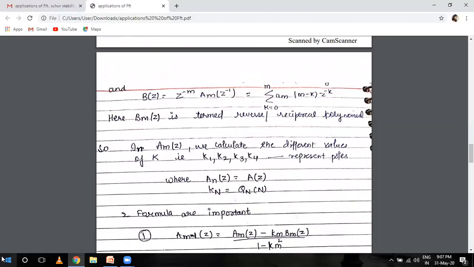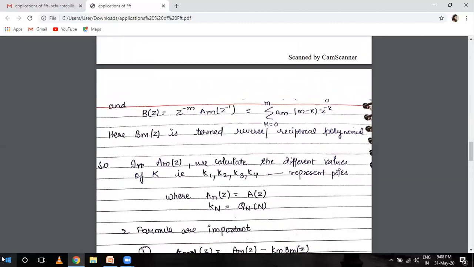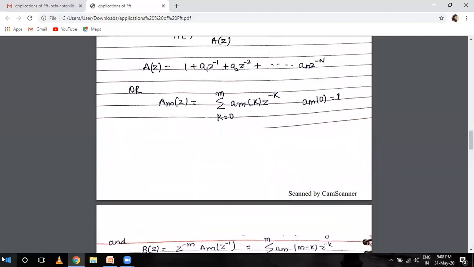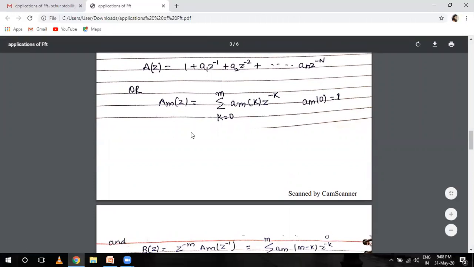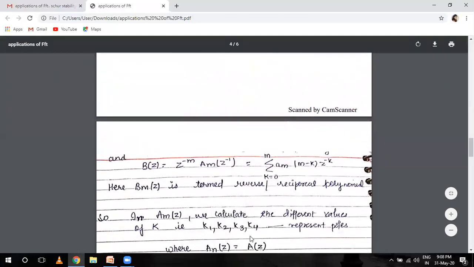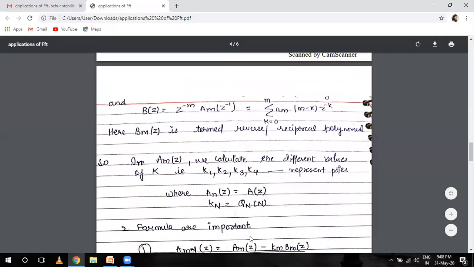And B(z) is equal to z to the power minus m times A_m(z inverse), which is equal to the summation of a_m(m minus k) z to the power minus k, k from 0 to m. Here B_m is the reverse and reciprocal polynomial. You can see here this is A_m(z), so we took the reciprocal, A_m(z inverse). That's why I am saying B(z) is the reciprocal and reverse polynomial.